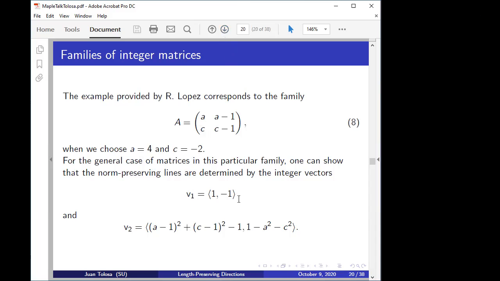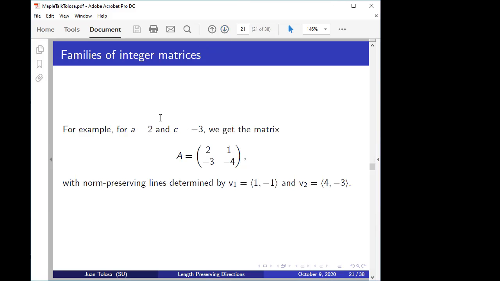In general, for matrices like this, the solution lines are generated by one of the vectors is always 1, -1, and the other one has this longish expression on the coefficients of A. So here is another example. If A is 2 and C is -3, you get the matrix 2, 1, -3, -4, for which the norm-preserving lines, I call them solutions lines also, are 1, -1, and 4, -3.